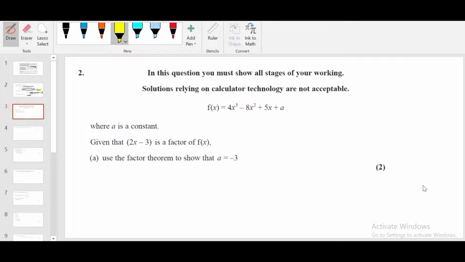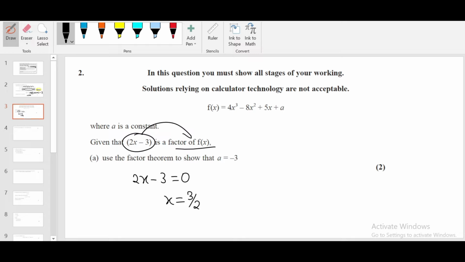Question number 2 is from chapter 2, factor theorem, remainder theorem. I think it's chapter 1. When 2x minus 3 is a factor, take 2x minus 3 equal to 0 and find x. So if it's a factor of f of x, the factor theorem says if you replace x by 3 over 2 in the function, you will get 0. That's what the factor theorem is.